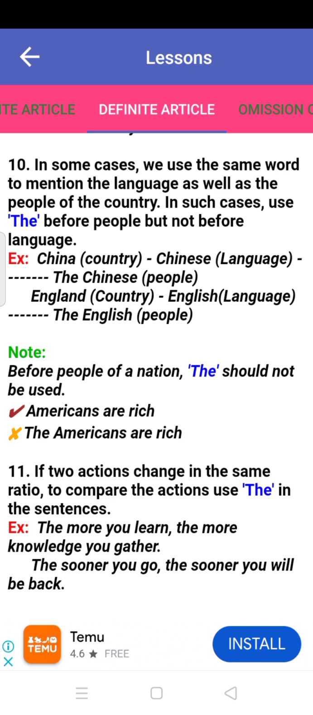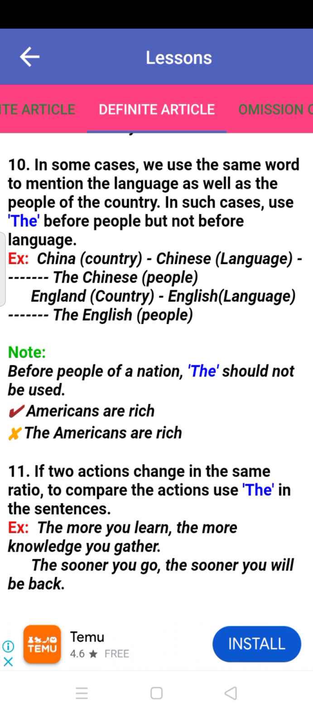England is the country, English is the language. At the same time, "the English" is the people. To refer to a people, we add "the" before English. Here's a note: before the names of people of a nation, "the" should not be used. Example: Americans are rich. The Americans are rich.